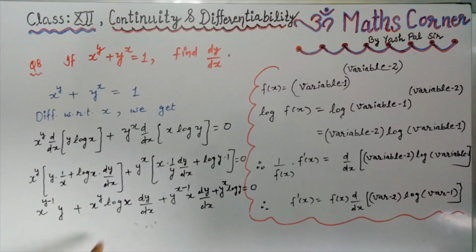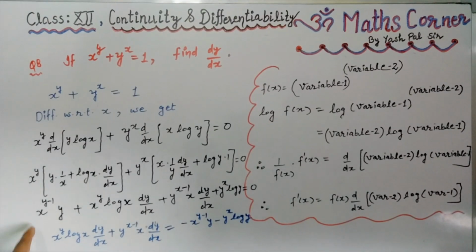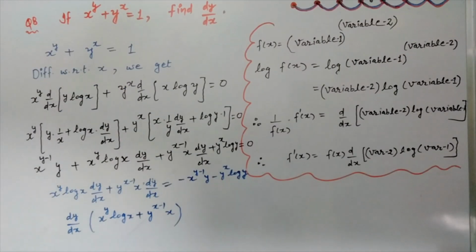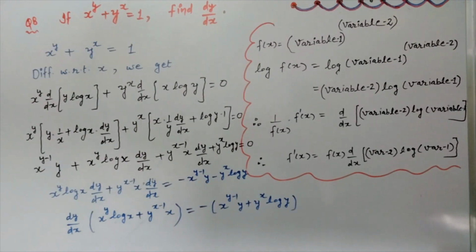Now what we do, we collect dy upon dx terms at left hand side, these two terms are written here, and the rest of the terms are written to the right hand side, they will go here with minus sign. Now taking dy upon dx common this way, and writing right hand side taking minus common, we have written this.